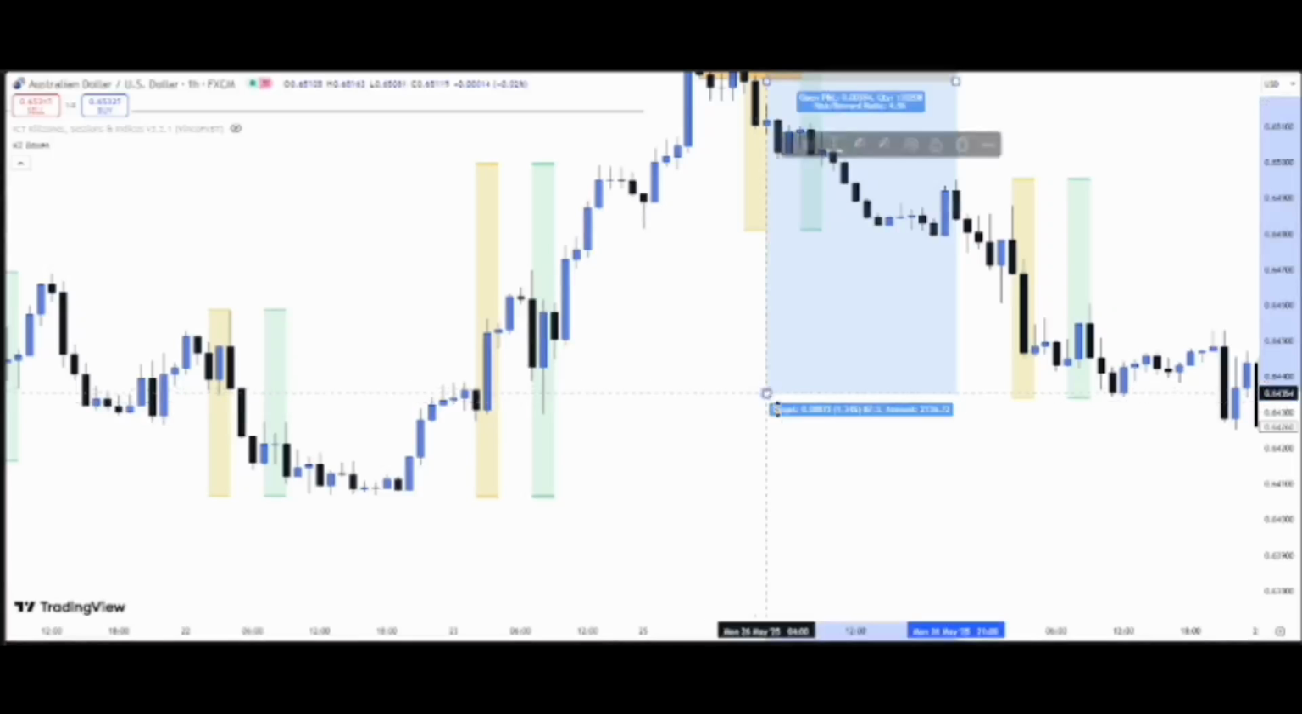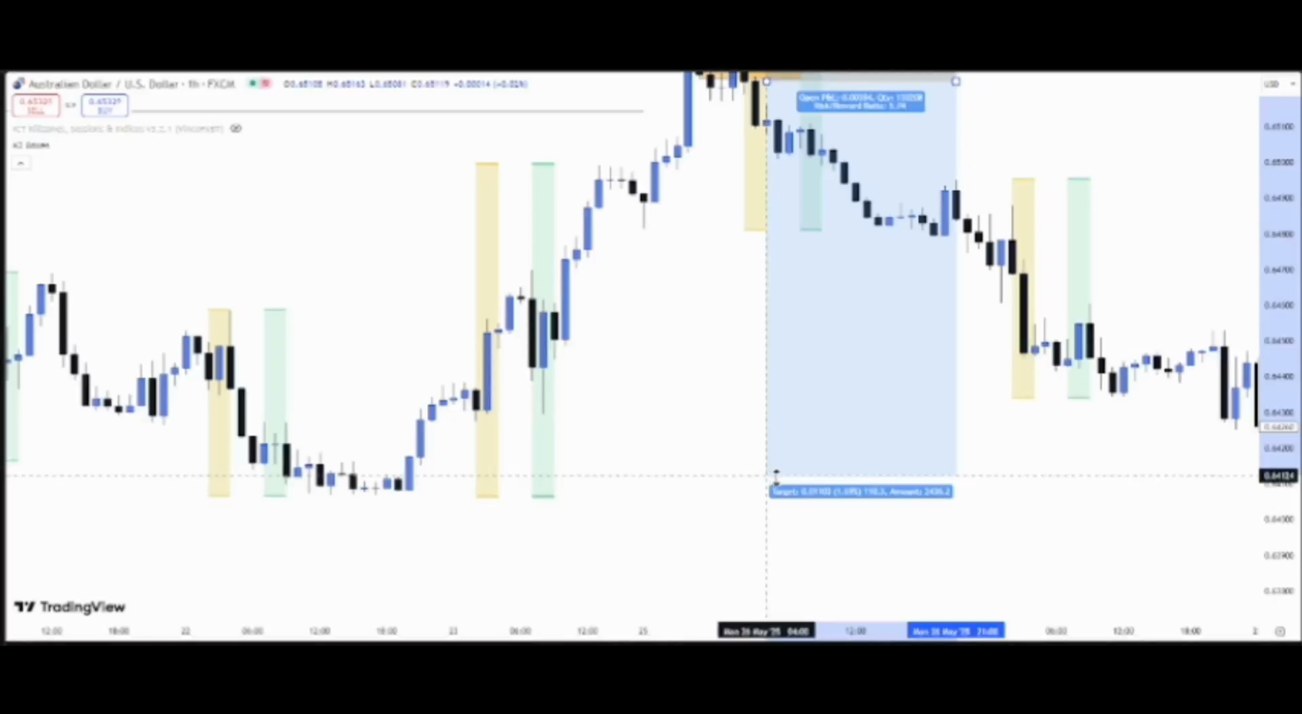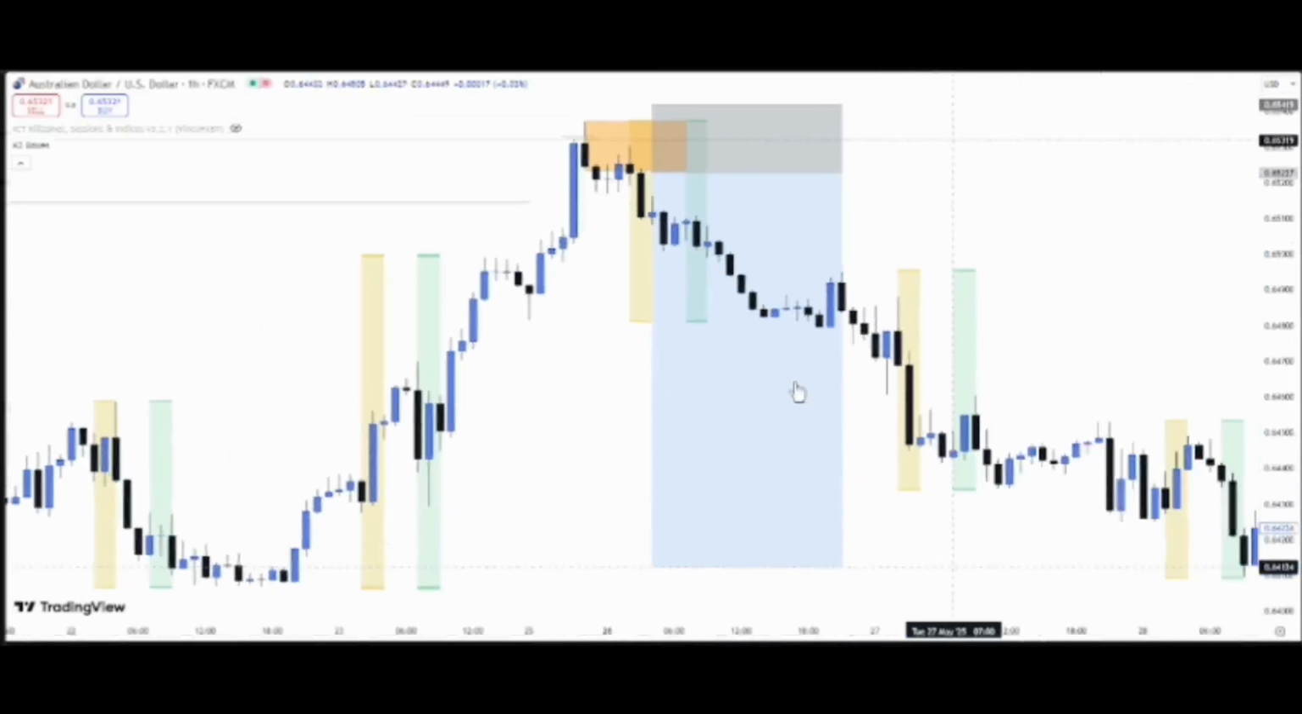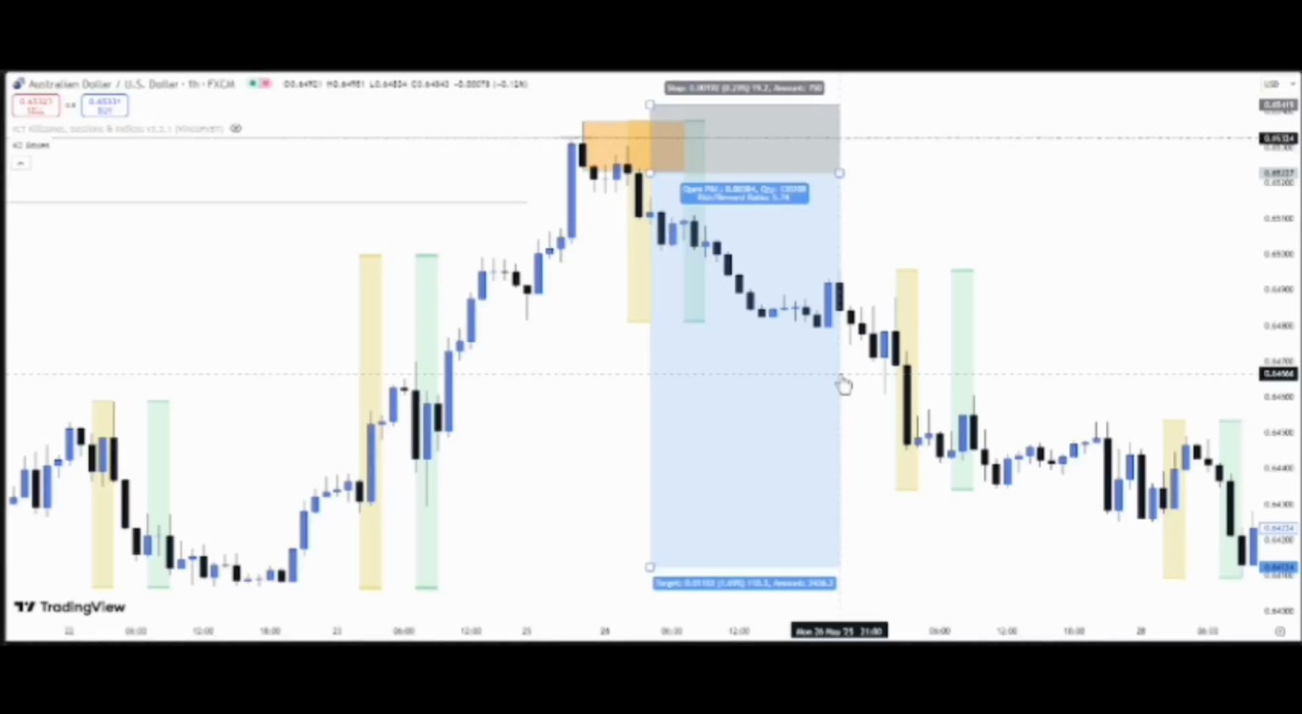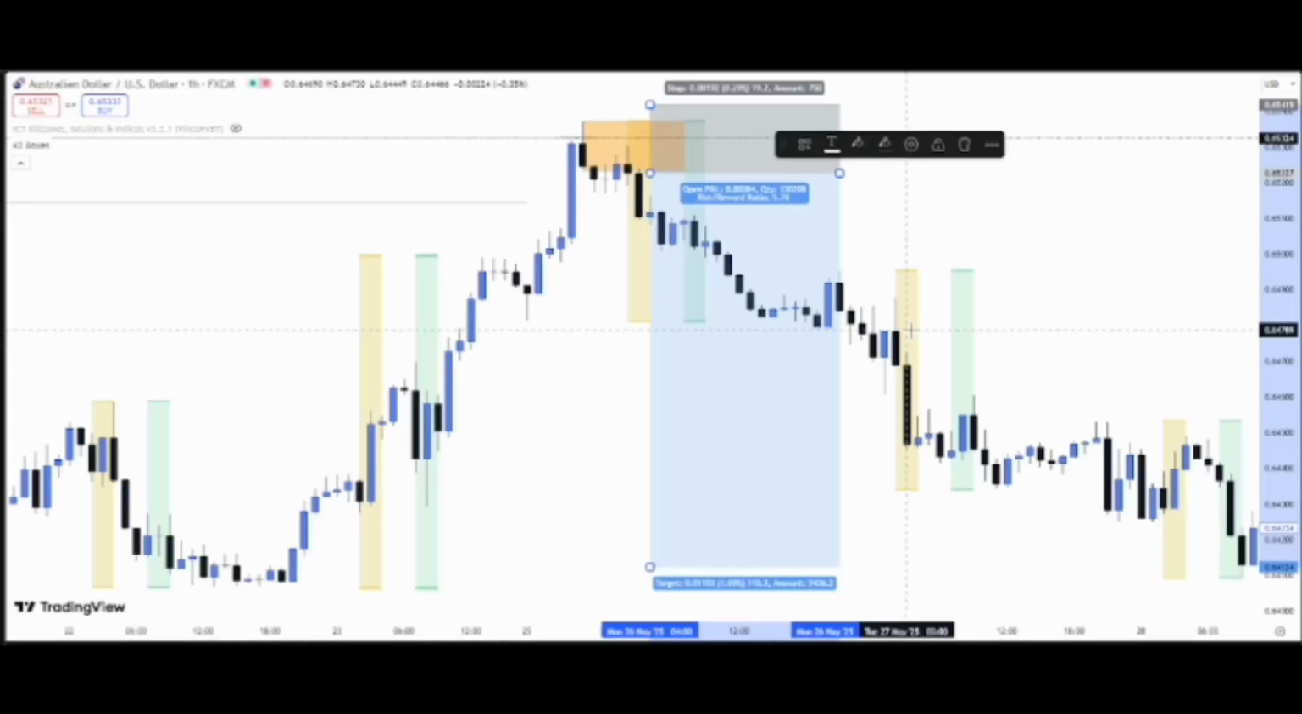You have to manage your trade very well. And if you did that, look at the massive trade we would have gotten here. This would have given us about 5.something R, 5.74 R. That's massive in a single trade. This is happening on Monday.